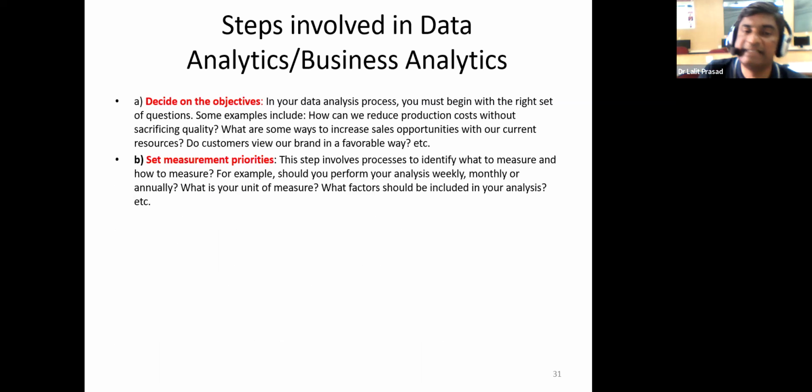Then second, set the measurement priorities. You want to measure week-wise, month-wise, year-wise, whichever type of measurement you want to do. So you have to see what we exactly want to find out. Do we want to find out on a weekly basis, monthly basis, annually, or what? On a 5 years gap, what do we want to find out? So what is your measurement? That you have to see.